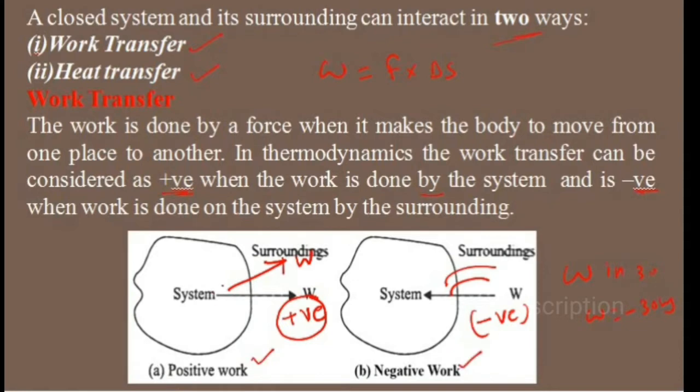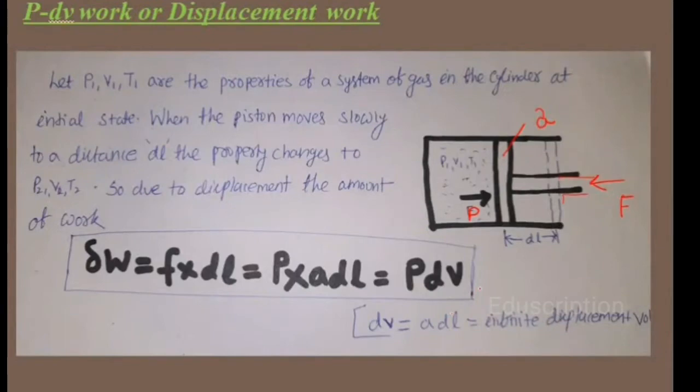Generally, when there is an expansion, it is positive work. When there is a compression, there is negative work. Now we will move to the PdV work, or displacement work, in a closed system, meaning we are going to find the formula for the work done.